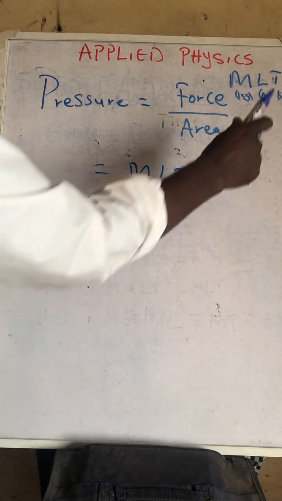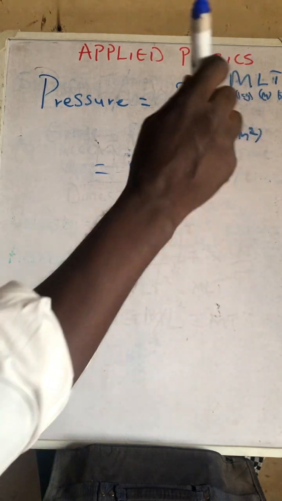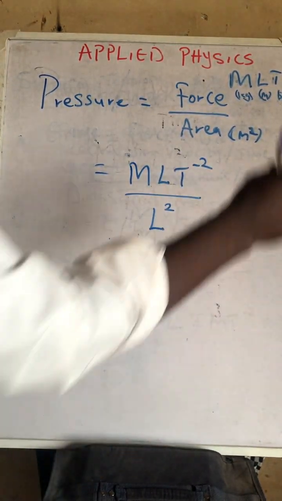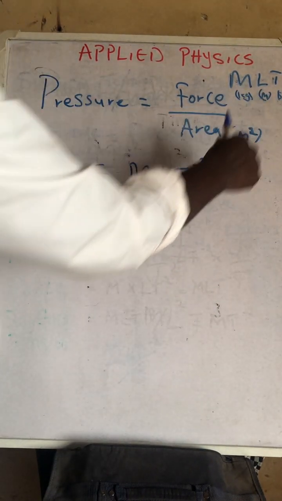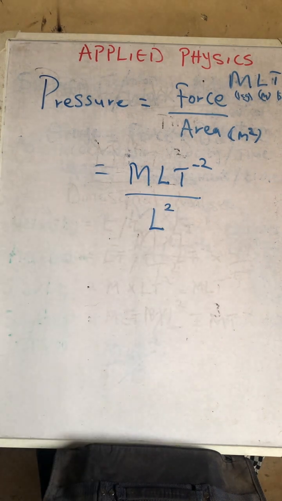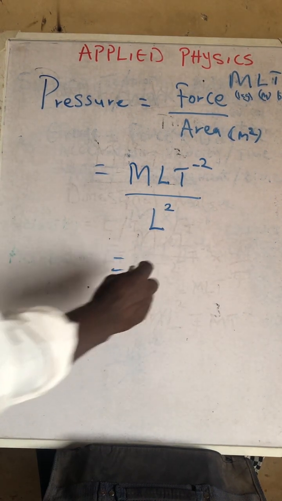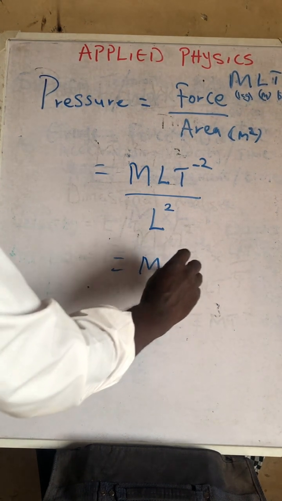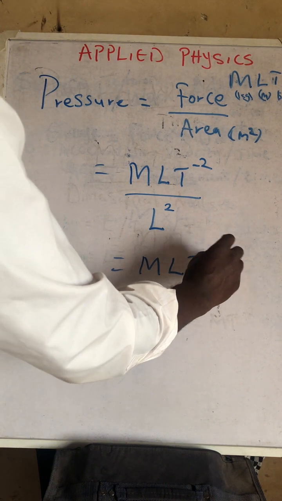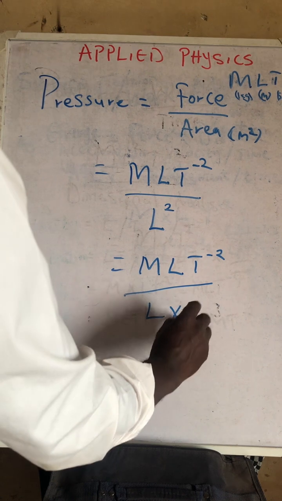And I told you that L will represent any quantity, either derived or fundamental, that is being measured in meters. So we are using L to represent this, so it will be L raised to power what? 2. Now, this is the same thing as M times L times T raised to power minus 2 all over L times L.